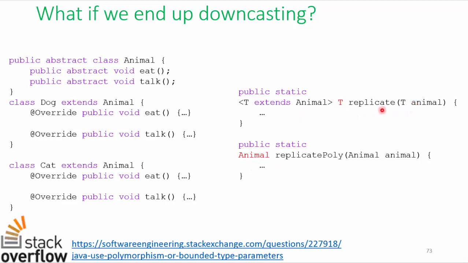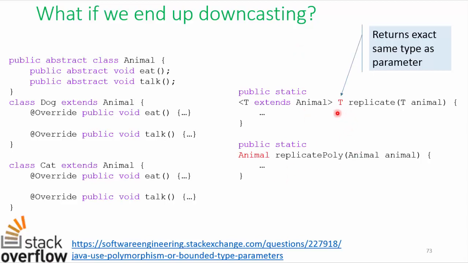And we have a version of this method that is a generic method and uses a bounded type parameter. And another method where we just said, okay, let's go with polymorphism. So animal is my parameter. I call the method replicate polymorphism, and it returns an animal reference. So it's really similar to what we did in the previous slide. There is, however, a little bit of a difference here.